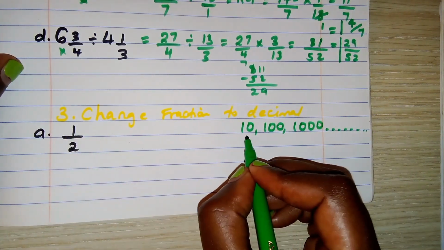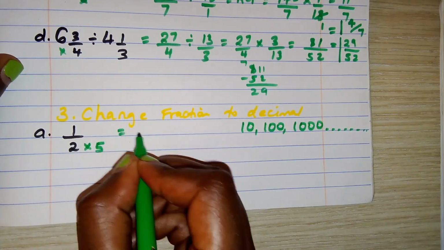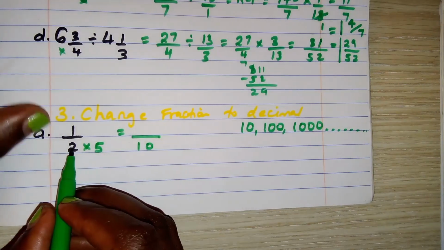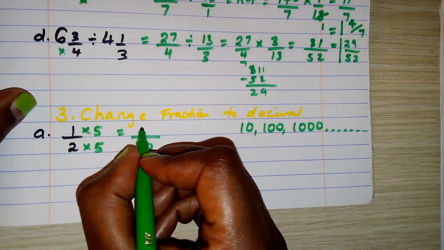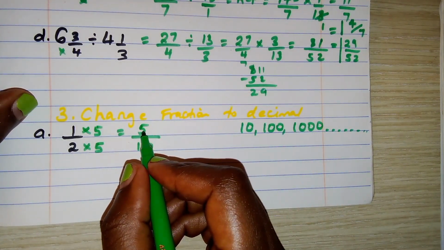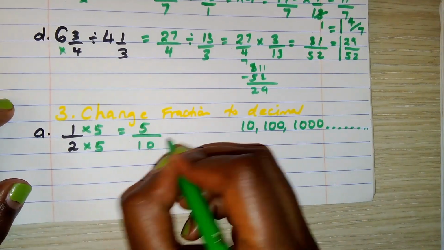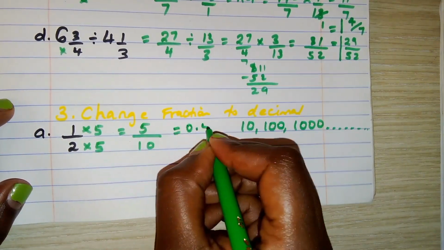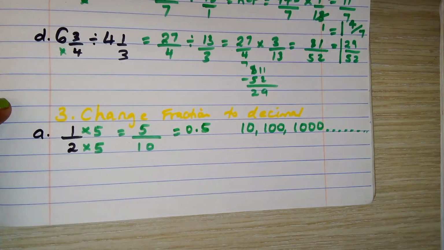So let's see, can we change it to a 10? We can. So we do times 5 to make it 10. And then whatever I do at the bottom, do same thing on top. 1 times 5 is 5. Now 5 over 10, we looked at a place value of decimal. So 5 over 10 is the same as 0.5 because it's 1 dp.